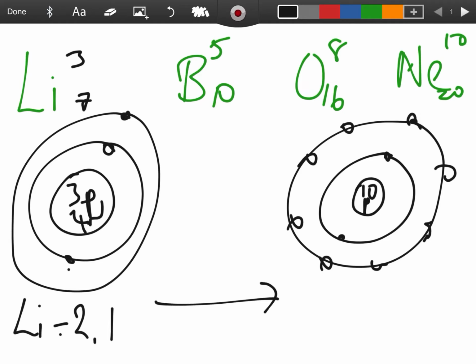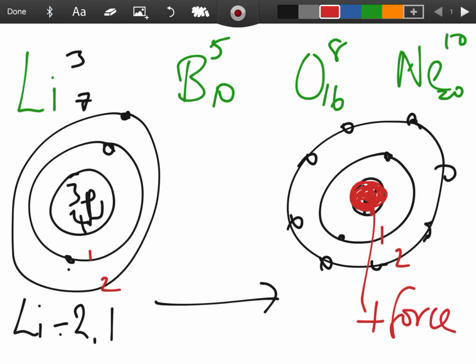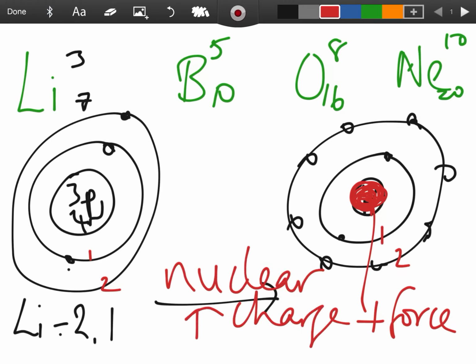So the first thing you notice is that you're not introducing a new level. You're not introducing a new energy level. The electrons are going into the same energy level. So, right, this is your energy level 1, this is your energy level 2. So you're not introducing a new level, but what you are doing is you're increasing hugely the number of protons. So this nucleus here has a much greater positive force because of the extra protons that it has. So its nuclear charge is increasing. That's the way it's written, okay? So the nuclear charge is increasing because you're adding in more protons.